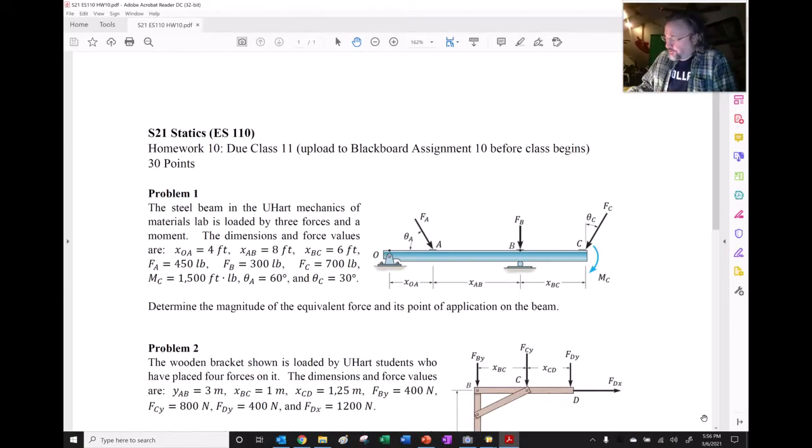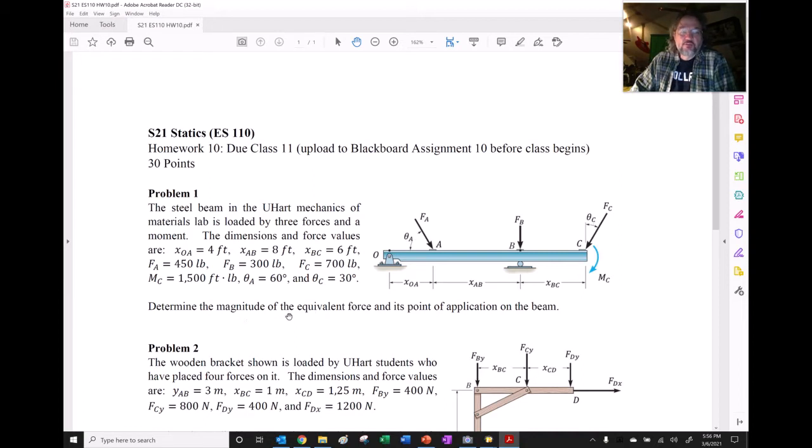Alright, so here is going to be the solution to homework number 10, problem 1. And we have a beam here, and it's got the dimensions of 4 feet, 8 feet, and 6 feet, with a load here at A of 450, a load at B of 300, and a load at C of 700. It also has this moment applied to it of 1,500 foot-pounds. And this is 60 degrees, and this is 30 degrees.